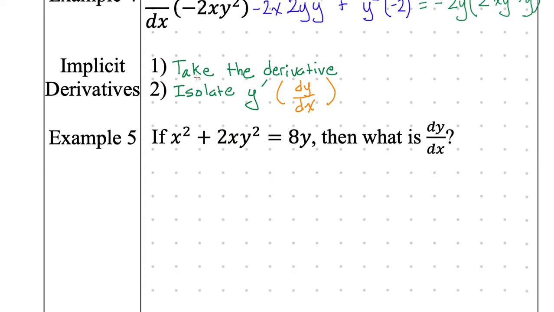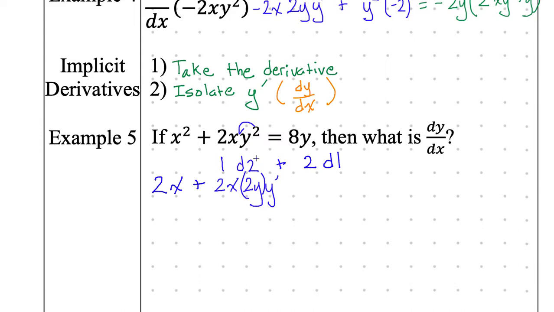Let's do these steps. We'll take the derivative and then we'll isolate y prime. So take the derivative, go. x squared turns into 2x. What about 2xy squared? 1d2 plus 2d1. So what's 1? 2x. And then what's d2? 2y, y prime. Don't forget your inner.